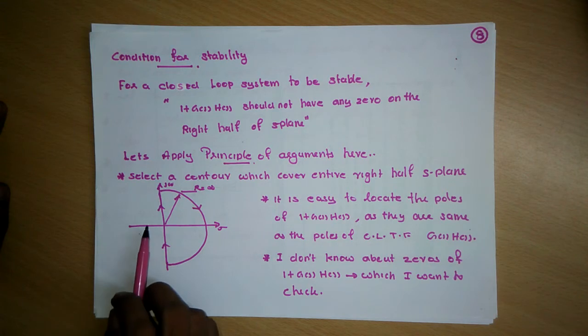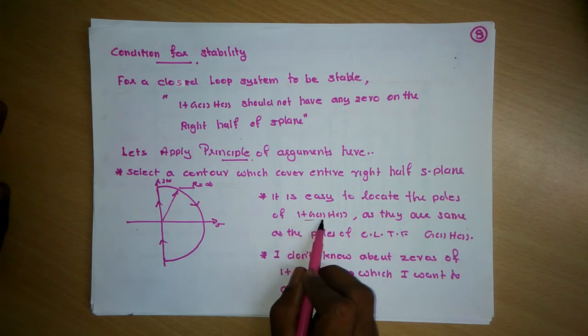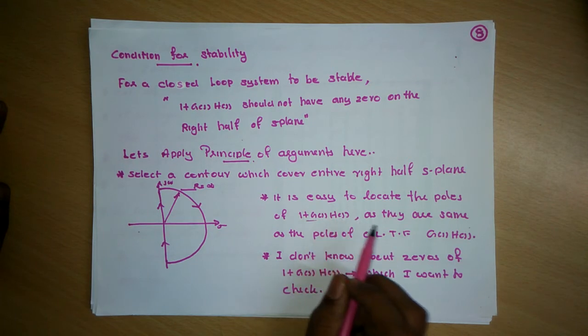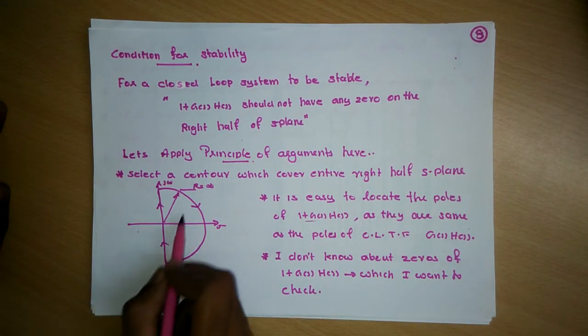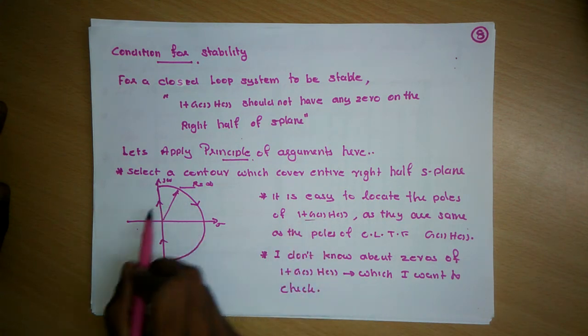So first I need to locate the poles of 1 plus G(s)H(s), which is very easy because the poles of 1 plus G(s)H(s) are the same as the poles of G(s)H(s), which we have seen. So I can locate the poles of G(s)H(s) or 1 plus G(s)H(s) in the S-plane.